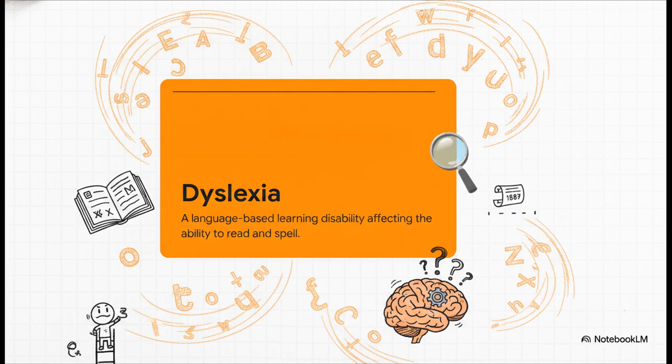And what's kind of wild is that this isn't a new concept at all. The term was actually coined way back in 1887 by a doctor named Rudolf Berlin. So for a dyslexic child, you've got to remember the hurdle isn't intelligence, not at all. It's just a very specific friction with language skills.